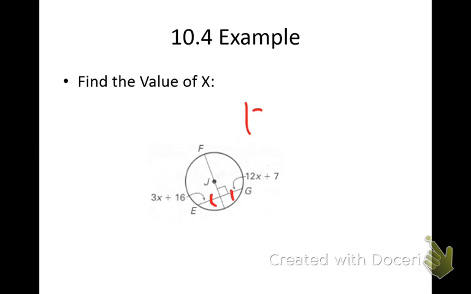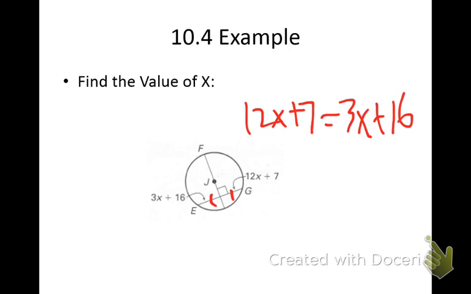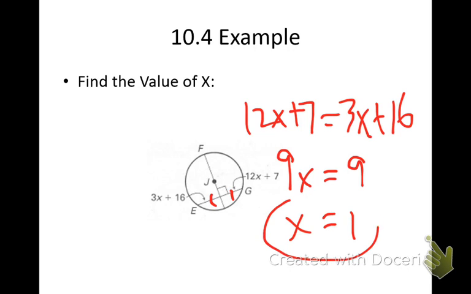So we set 12x plus 7 equal to 3x plus 16, and we solve. All right, so 9x is equal to 9, so x equals 1 is our answer. Any questions on that example? All right.